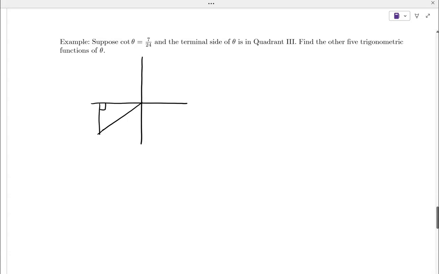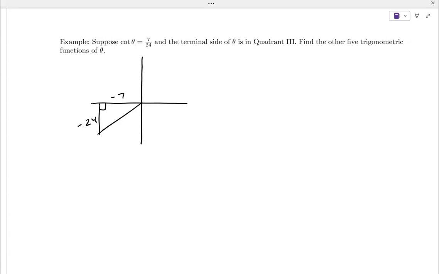You're given the cotangent. So what sides can we label? Yeah, the adjacent and the opposite, right? What would you label then? The adjacent's going to be negative 7, and the opposite will be negative 24. Good. Both of them are negative in this case, right? Because we're in quadrant 3. We went left, so we have negative 7 for the adjacent. We went down, so we have negative 24 for the opposite.